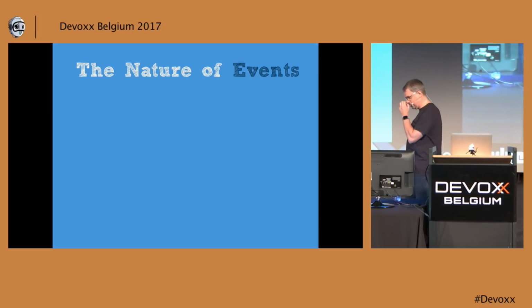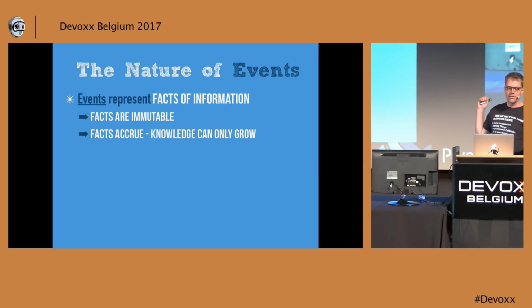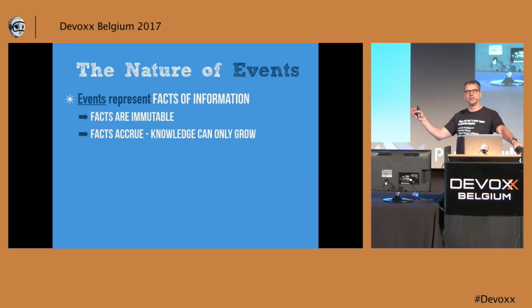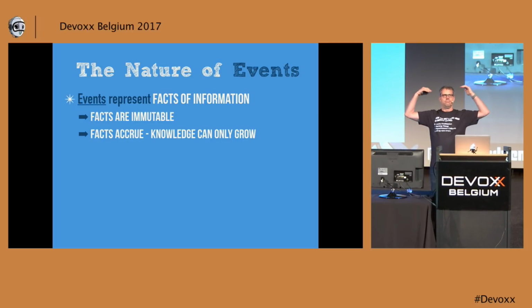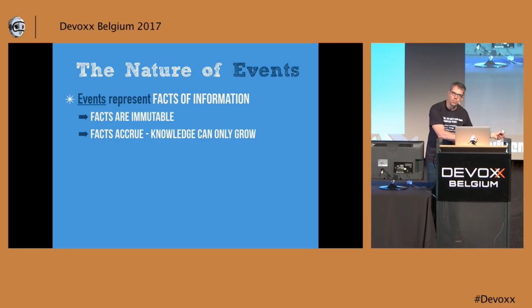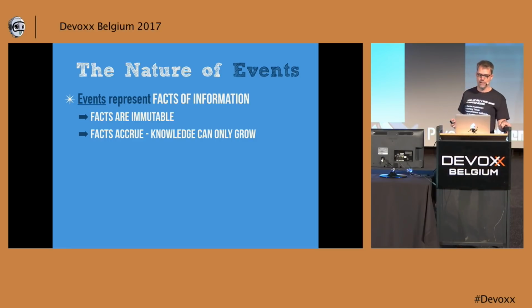So my slightly longer definition, where we try to distill the essence of events, is that events represent facts of information. Knowledge can only grow. You can't retract knowledge. Knowledge just grows from when we are born all the way up until we die. Sure, dementia and other things can hit where we forget things, but in concept, knowledge is just an additive process. Facts only accrue.